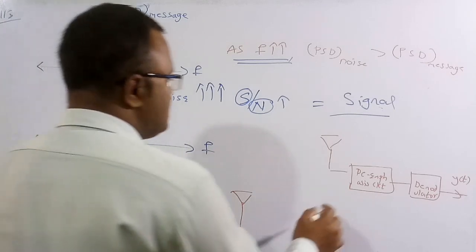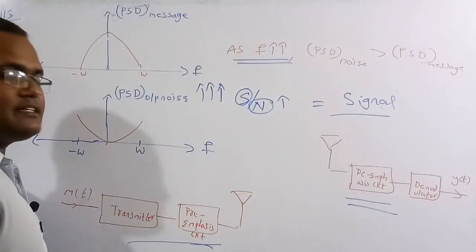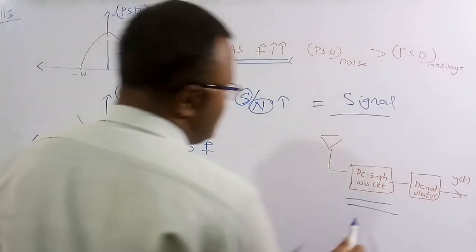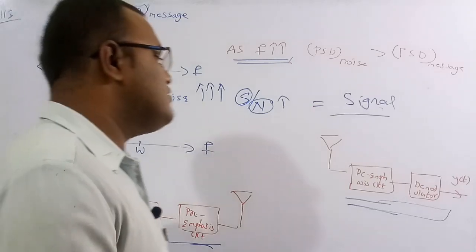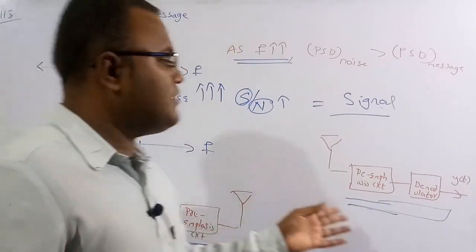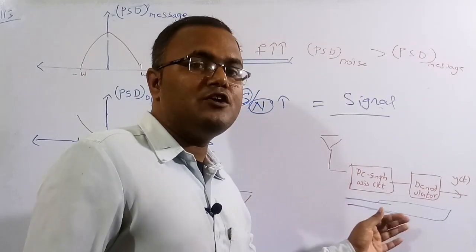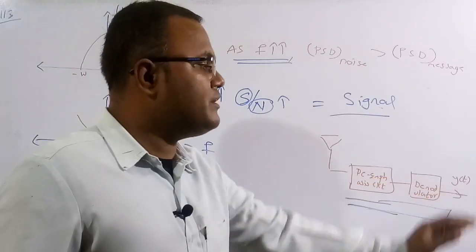Similarly, at the receiver: this pre-emphasis circuit we have at the transmitting side, and then at the receiver side we have to keep a de-emphasis circuit. By using the de-emphasis circuit you do the reverse process of the pre-emphasis circuit, meaning at high frequencies we are going to reduce the higher amplitude of the signal. So finally we are going to get the message signal.